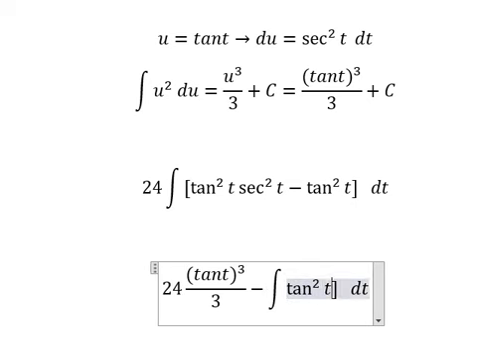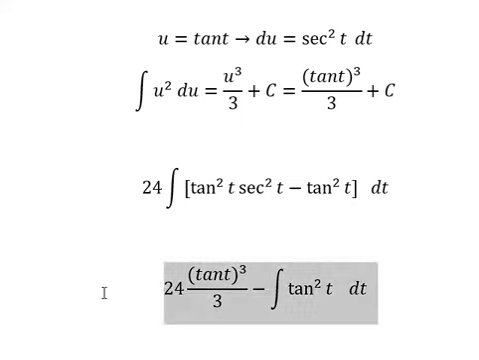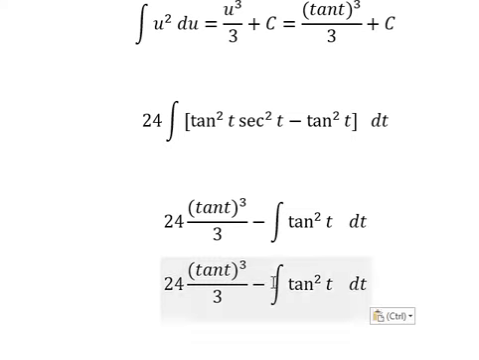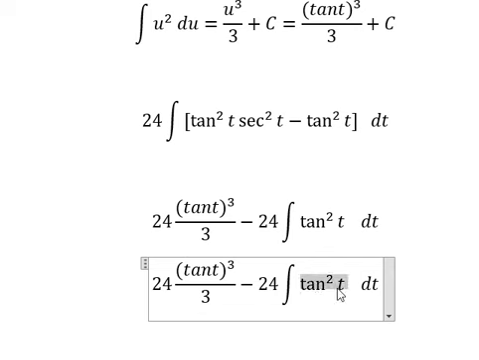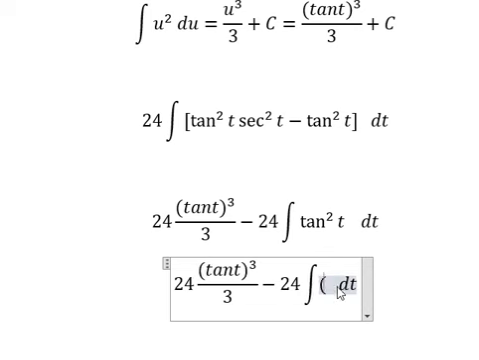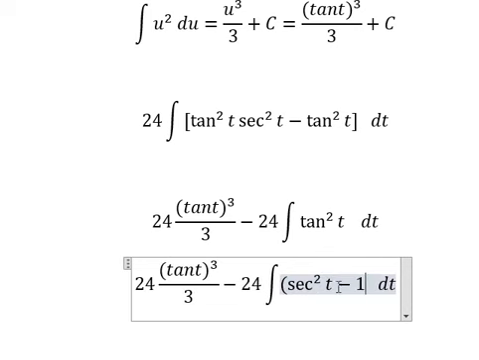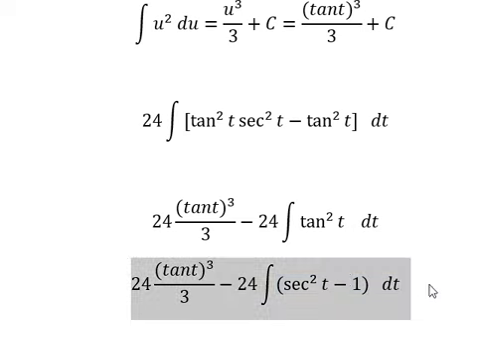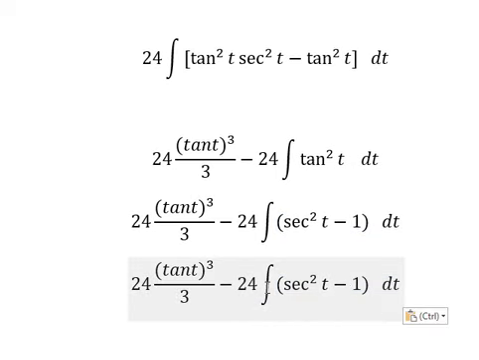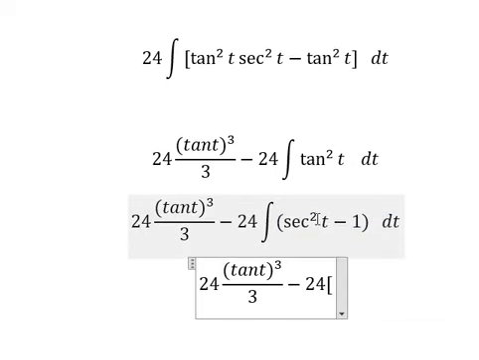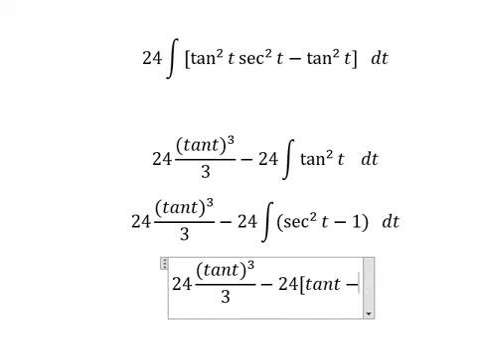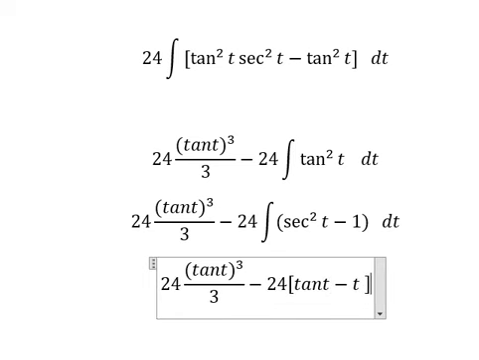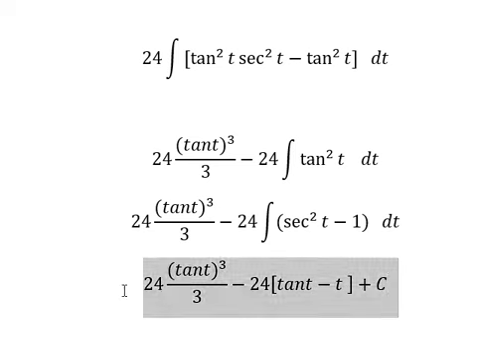Next, we have number 24 in here. About tan t squared, we can change into secant of t squared minus 1. And now we have the final answer. The integration of secant of t squared, we have tan t. Number 1, we have t. And later that, we put c.